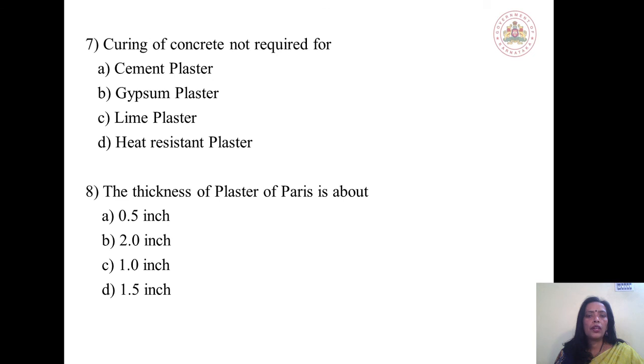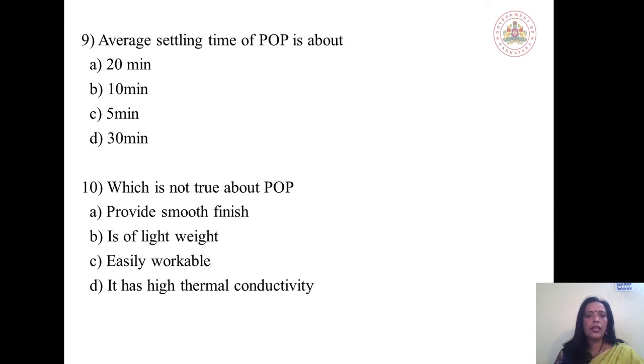The curing of concrete is not required for cement plaster, gypsum plaster, lime plaster, or heat resistant plaster. So it is not required for gypsum plaster. The thickness of plaster of Paris is about 0.5 inch, 1/2 inch, 1 inch, or 1.5 inch. It is 1 inch. The average setting time of POP is about 20 minutes, 10 minutes, 5 minutes, or 30 minutes. It is 5 minutes.